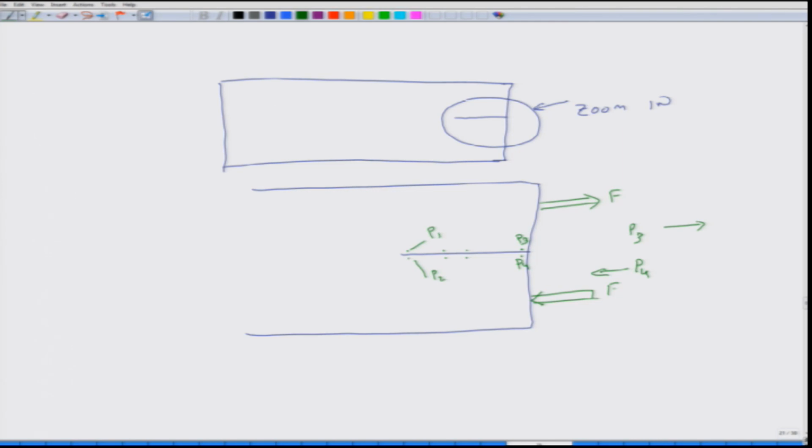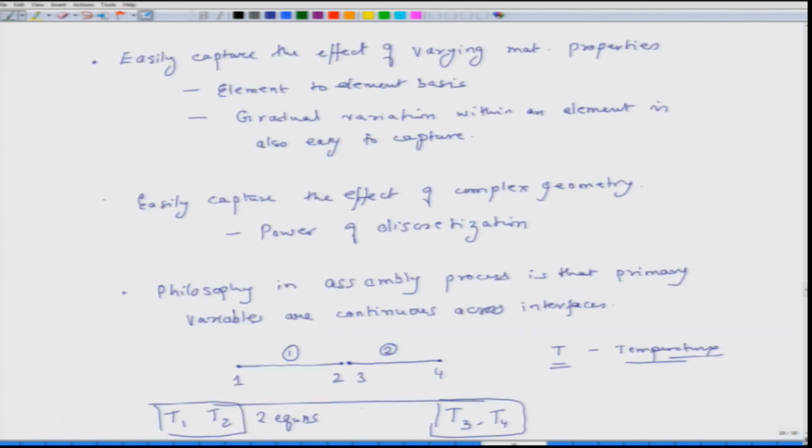So, you have to look at the physics of the situation. In such a case, when I am doing the assembly, we will not impose this condition like what we did in the earlier case, where we had assumed that T2 is the same as T3. That is known as imposing the condition of continuity of the primary variable, that the primary variable is continuous across the interface.